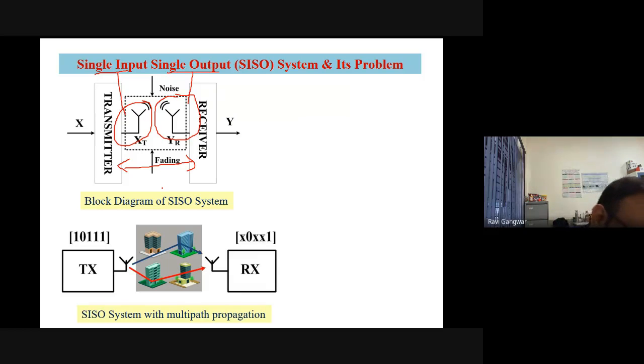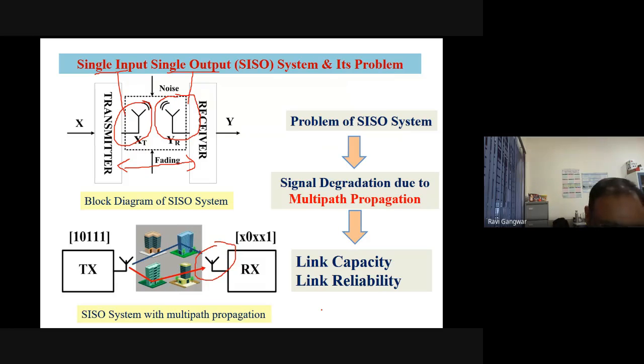When these waves follow different paths, they travel different distances. So at the receiver side, these waves reach at different times, and due to these different time slots there is a problem of mismatching and interference, so that at the receiver side we are unable to get the proper signal. That is a major problem which we face in the SISO system due to multipath propagation. Due to this multipath propagation, the channel capacity and link reliability are both drastically reduced.